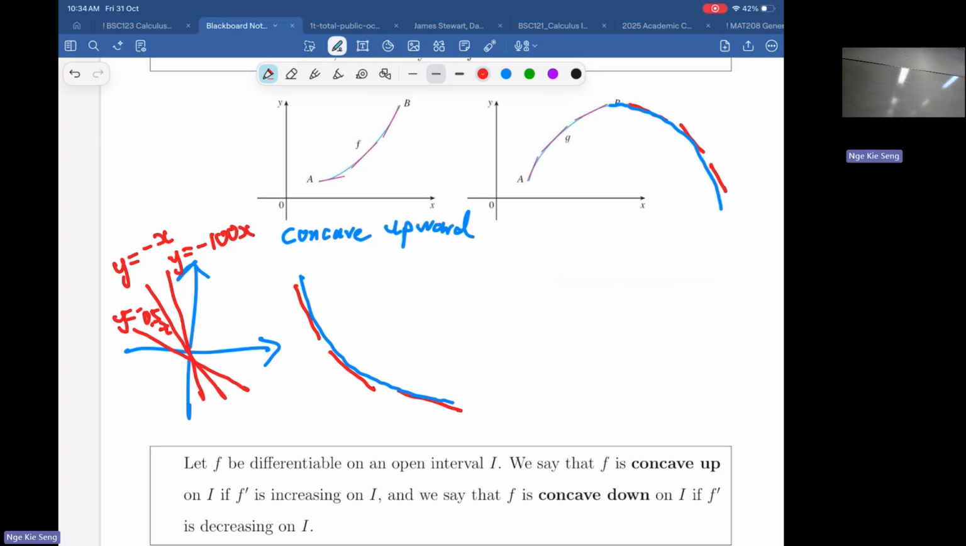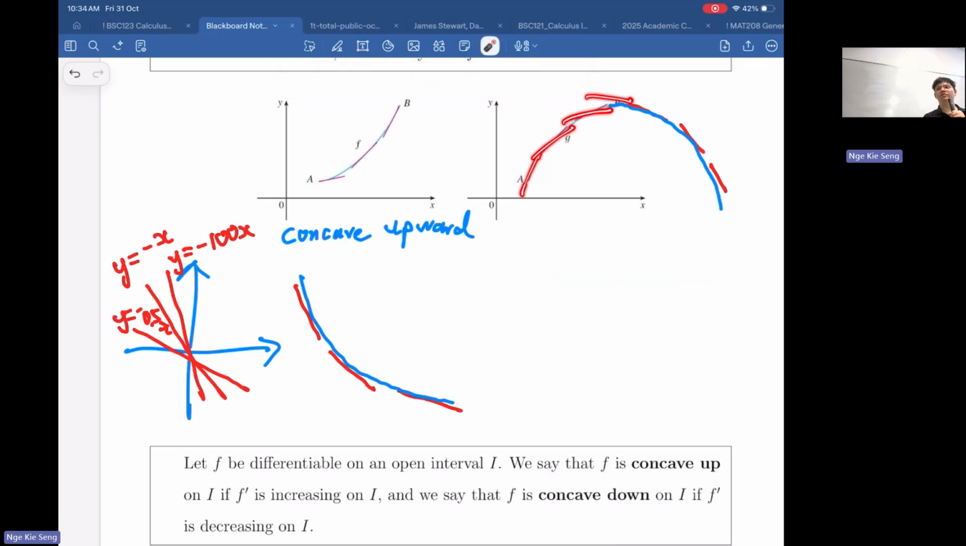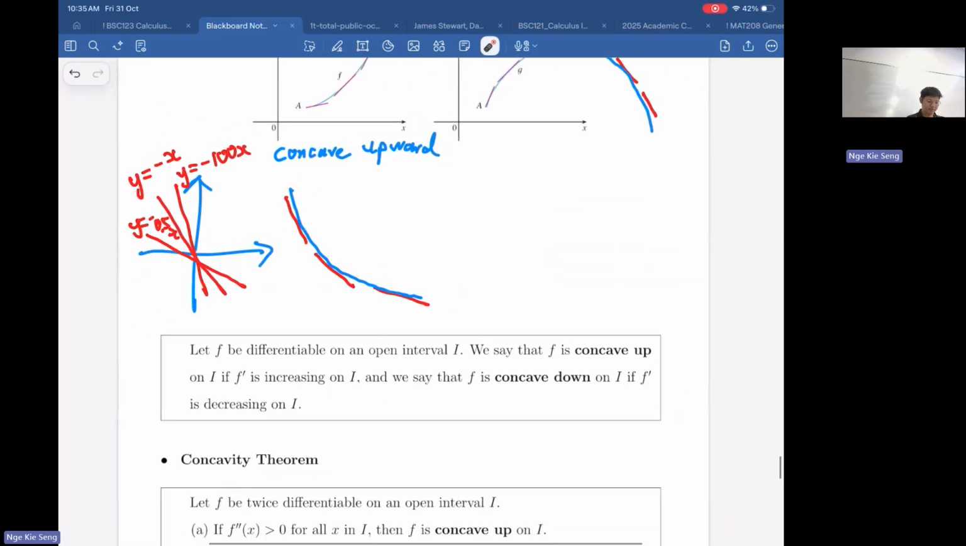So similarly on concave, you can see that if you are increasing, then this tangent line is getting less steep, close to the horizontal line. And then on the other side, you are getting more negative. So decreasing. Please convince yourself about this.